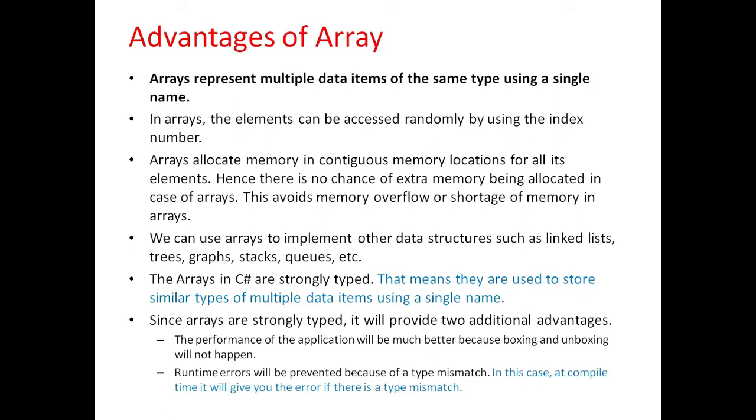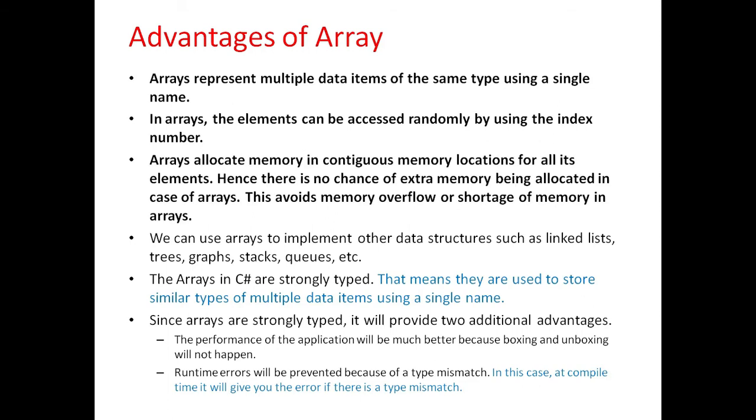Array represents multiple data items of the same type using a single name. In an array, the elements can be accessed randomly by using the index number. Arrays allocate memory in continuous memory locations for all its elements. Hence, there is no chance of extra memory being allocated in case of an array.